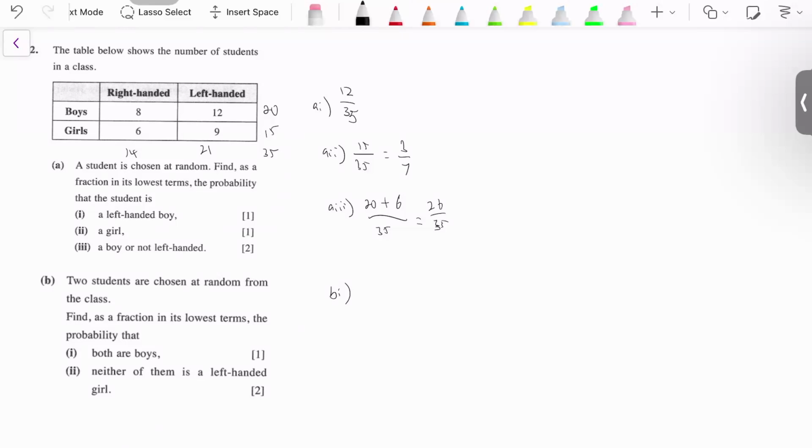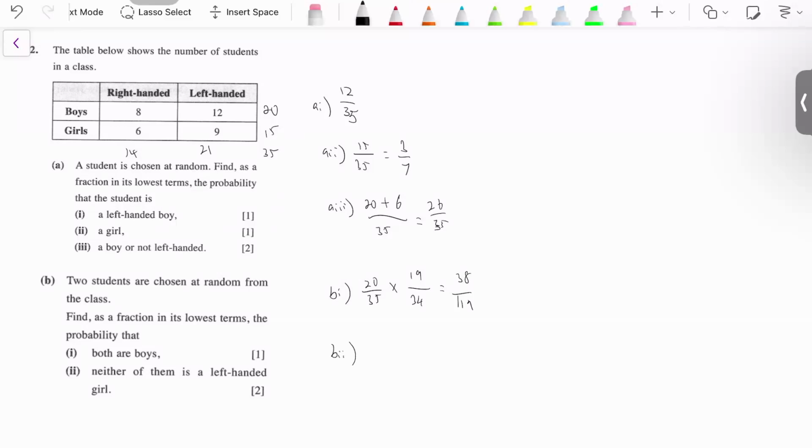The probability of us getting a boy the first time is 20 out of 35. And for getting a boy the second time, since we remove 1 boy, it becomes 19, and the total is also reduced by 1. We multiply them together because this is a dependent event. So 20 out of 35 multiplied by 19 out of 34 will give us 38 out of 119.